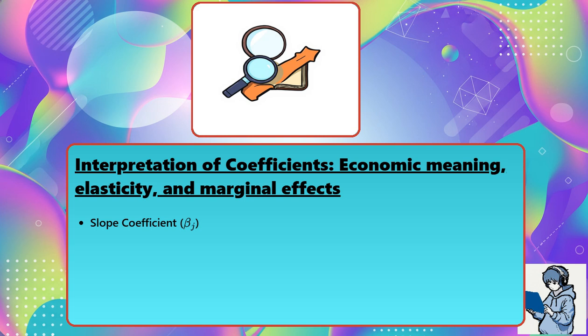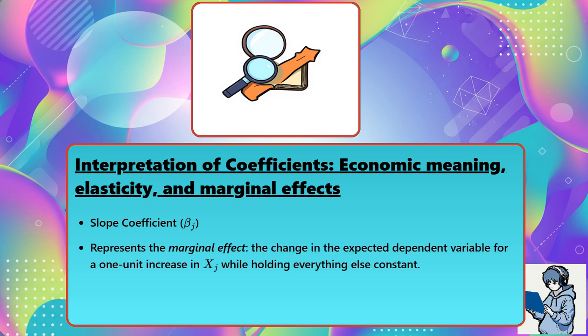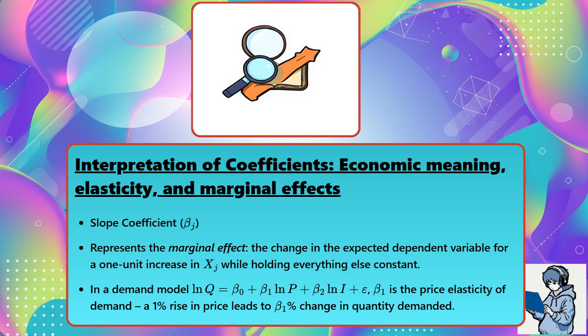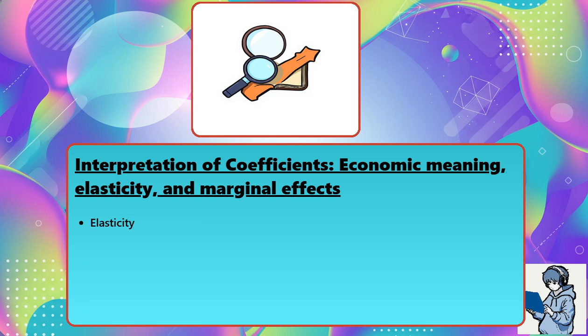Slope coefficient beta j represents the marginal effect, the change in the expected dependent variable for a 1-unit increase in x sub j while holding everything else constant. In a demand model, ln q equals beta 0 plus beta 1 ln p plus beta 2 ln I plus epsilon. Beta 1 is the price elasticity of demand. A 1% rise in price leads to a beta 1% change in quantity demanded.